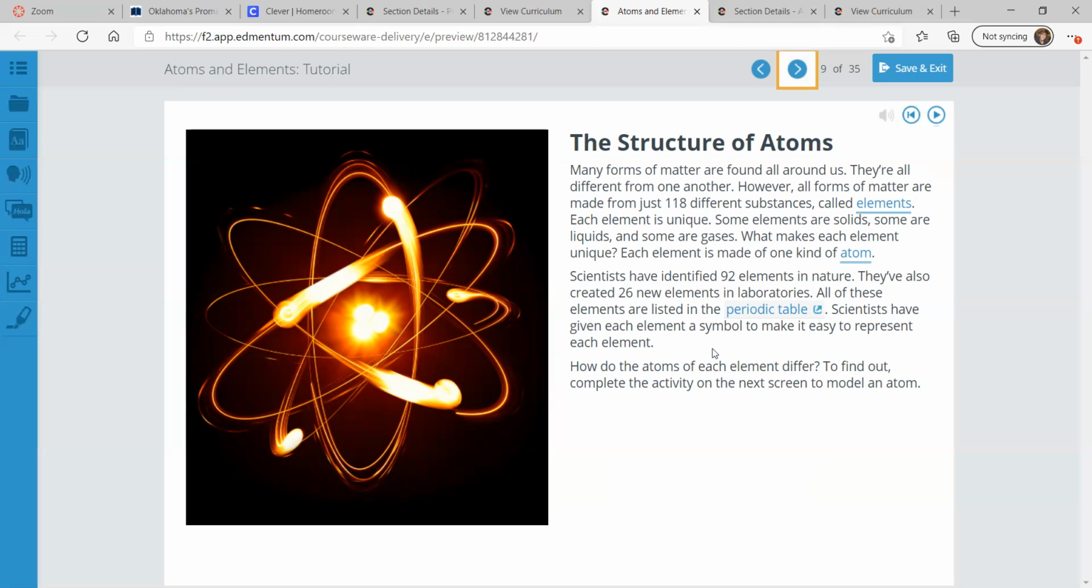Each element is unique. Some elements are solids, liquids, some are gases. What makes each element unique? Well, each element has one kind of atom. It has its own signature atom that comprises each element. Scientists have identified 92 elements in nature, and they've been able to create 26 new elements in laboratories or artificially. All of these elements are listed in the periodic table.